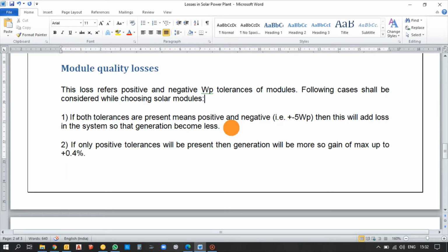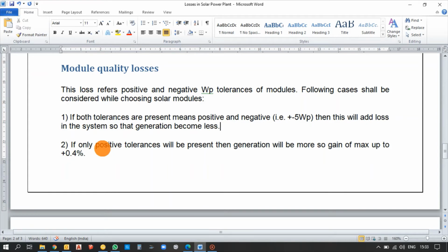When you are going to have 20 modules, all modules will not have the same number of watt peaks. It is mentioned in the module's datasheet. Let's see what factor is to be considered for choosing a solar module. If both tolerances are present, positive and negative, plus or minus 5, then we'll add losses in the system, so your generation will be less.